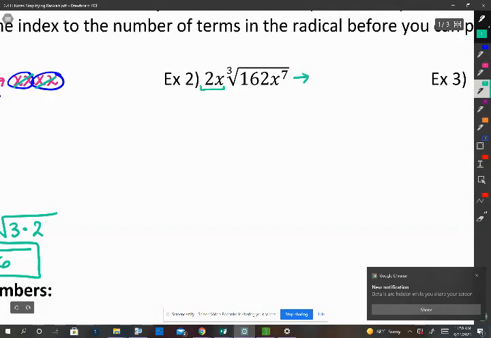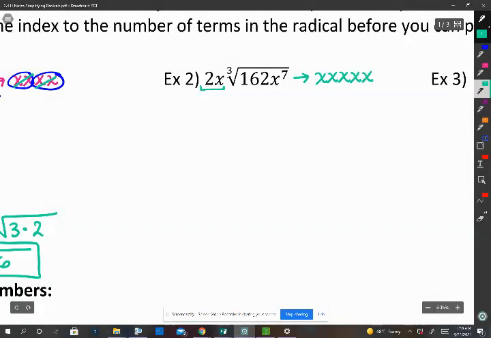I'm going to look at the variables first and notice that it's x, x, x. Okay, so there's 7 x's. 1, 2, 3, 4, 5, 6, 7. And then when I look at the 162, I'm not sure exactly what goes into it, so I'm just going to start with 2.